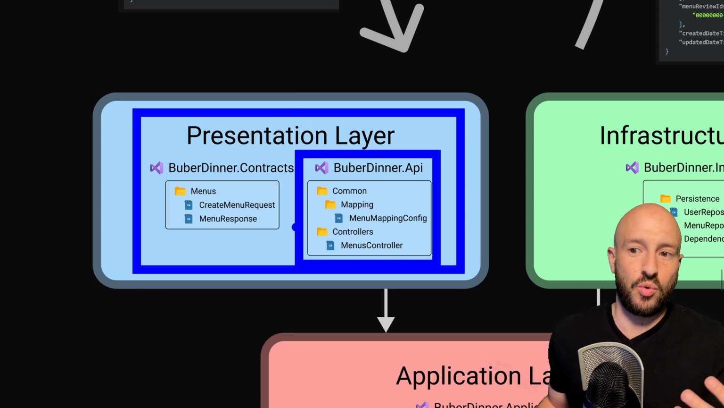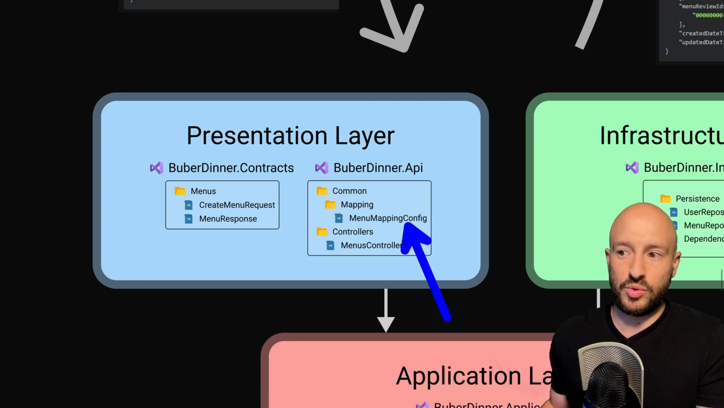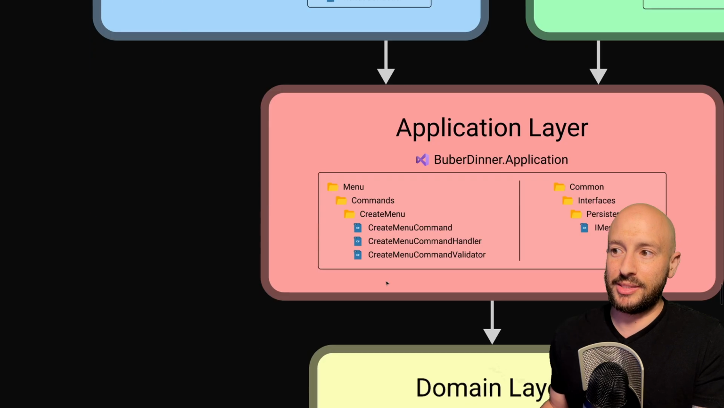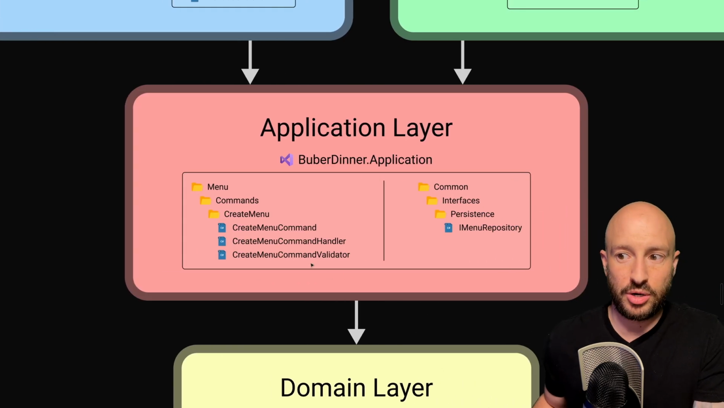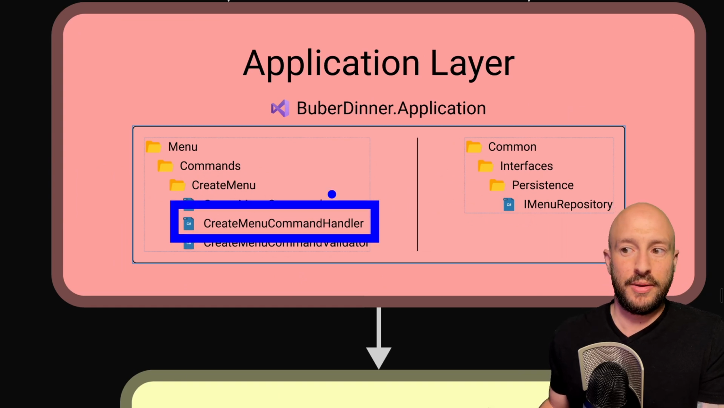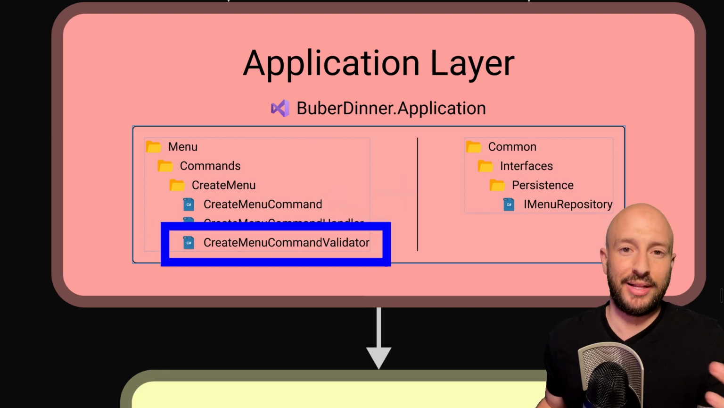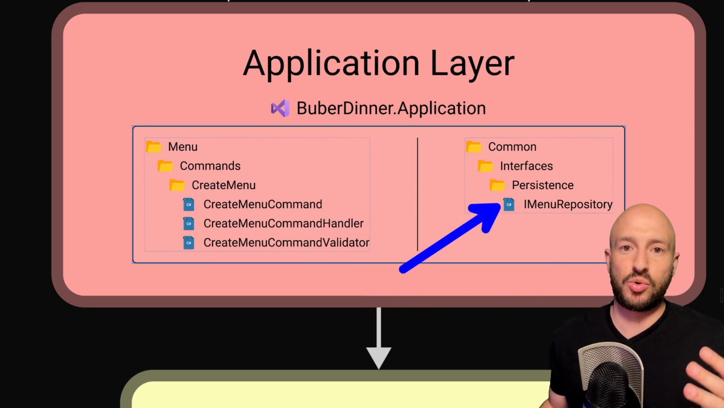Here we want to map the request to the corresponding command. Doing this conversion, we're going to use the menus mapping config because we're using Mapster. Then the request is sent to the mediator, and the mediator invokes the correct command handler. Again, we took the request and mapped it to the corresponding command, and we have a validator with whatever validations that we want to do on the incoming request. Then using the menu repository, we want to store the menu that we just created in the database.